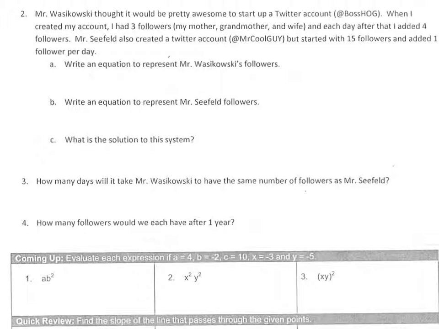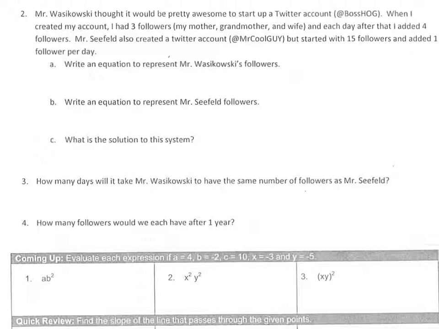Now we're going to compare this to Mr. Seafeld. Hopefully you guys know Mr. Seafeld. If not, go introduce yourself. He also created a Twitter account at Mr. Cool Guy, because everybody knows Mr. Seafeld's the cool guy. He started with 15 followers, so plenty more than what I had because he's the cool guy, remember that. However, he only adds 1 per day, whereas I'm adding 4.